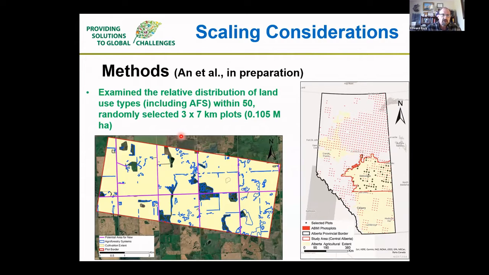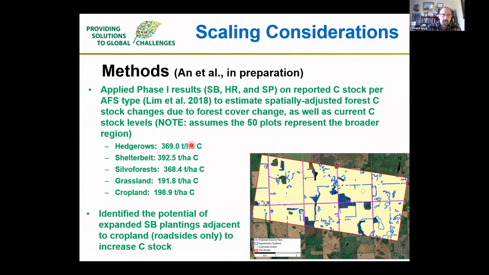And so what Zhengfeng did is really randomly select 50 plots, and these were large plots, 3 by 7 kilometers, totaling about 0.1 million hectares in area, and then went in using imagery and then mapped out very specifically the spatial extent of each of the different types that we have within there, either shelter belts, hedgerows, or silvopastures, those 3 focal areas that we were concentrating on throughout a lot of this work.